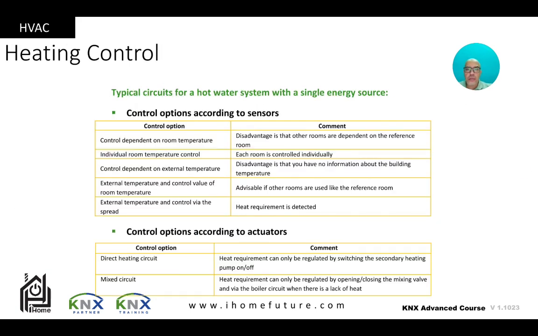Heating control. These are some types of heating control that you can use, and control options according to the actuator. The actuator will control the boiler or the heating control. Mostly they have a direct heating circuit or a mixed circuit. In a direct heating circuit, you only have a pump that's opening or closing, and in a mixed circuit, you have more than this, like opening and closing the mixing valve, or controlling the boiler as well.